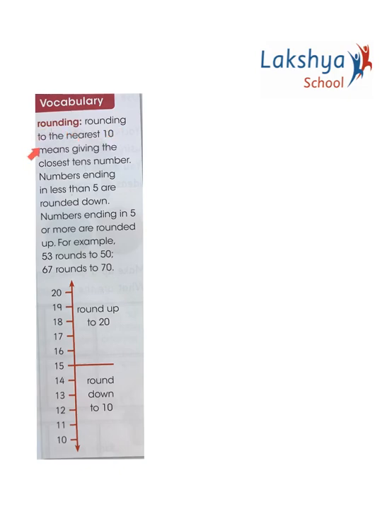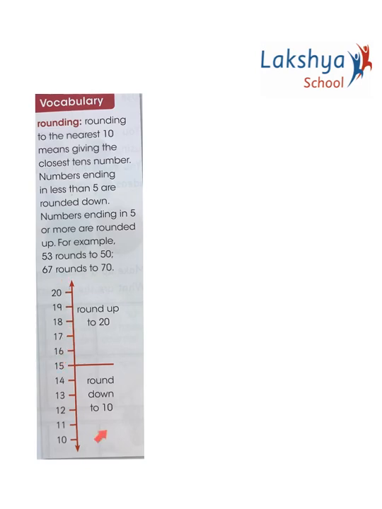Rounding. Rounding to the nearest 10 means giving the closest tens number. Numbers ending in less than 5 are rounded down. Over here is a number line. When you get a number ending with less than 5, it is rounded down. The numbers ending in 5 or more are rounded up.